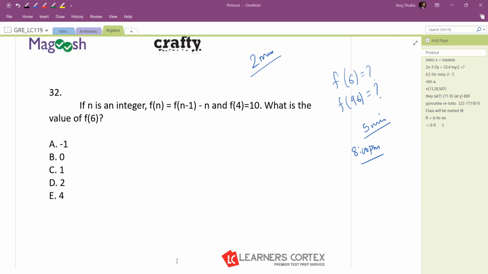Sir, f of 6 is -1. F of 96 is -4633. Okay. It will be negative, right? Yes.